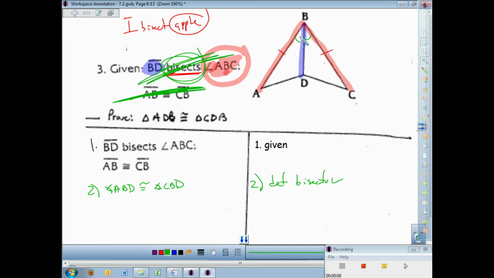I got a side, I got an angle. In this triangle, I don't have enough, so I got to go through the checklist. First thing on the checklist, is there a shared side between the two triangles? There sure is. So you'll double tick mark that and you'll write it down. Segment BD is congruent to segment BD. Reason, that's the reflexive property of congruence.